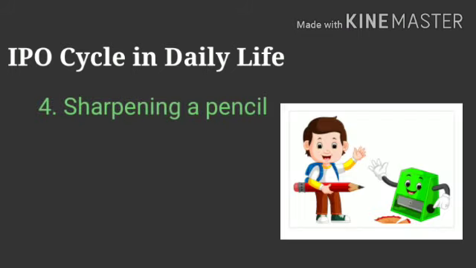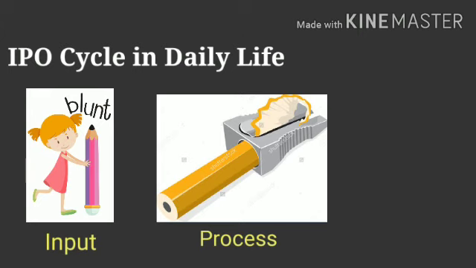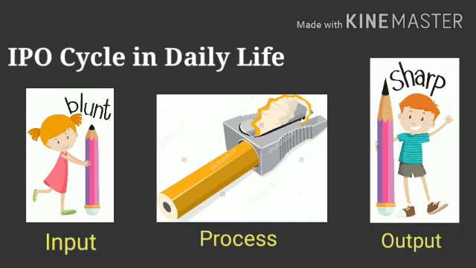Yes, we can learn the IPO cycle by seeing many more instances. For example, sharpening a pencil. The input can be a blunt pencil. The process involves turning the pencil in the sharpener and the output we get is a sharp pencil.